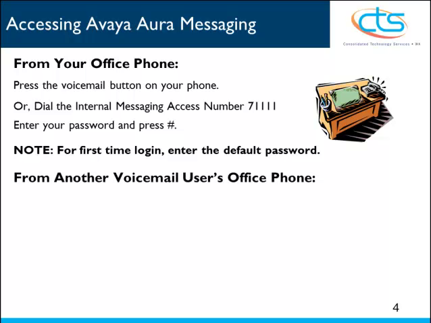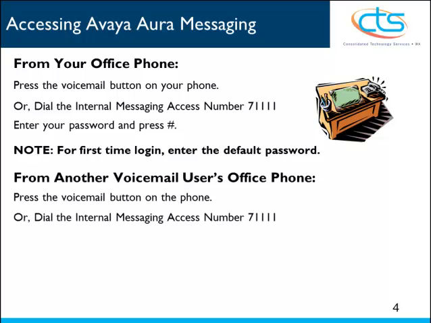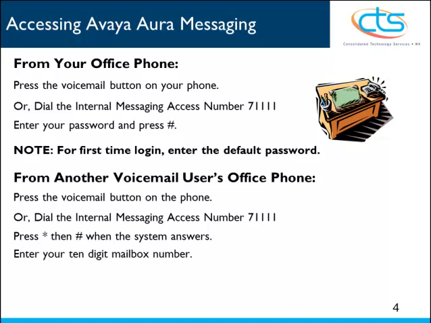If you wish to access your voicemail box from another voicemail user's office phone, press the voicemail access button on that phone. If they do not have a voicemail access button, dial the messaging access number 71111. When prompted for a password, press star and then pound. Enter your 10-digit mailbox number, enter your password, and press pound.